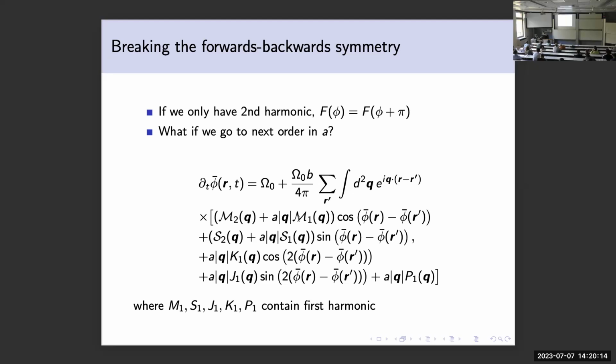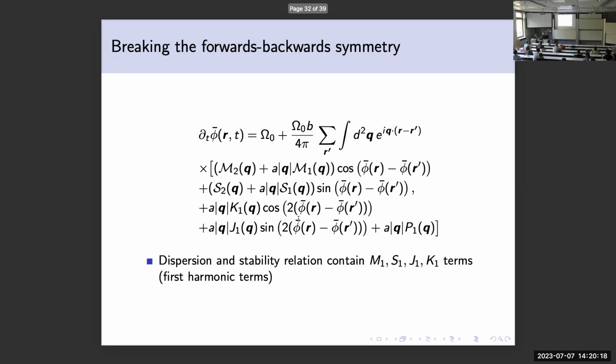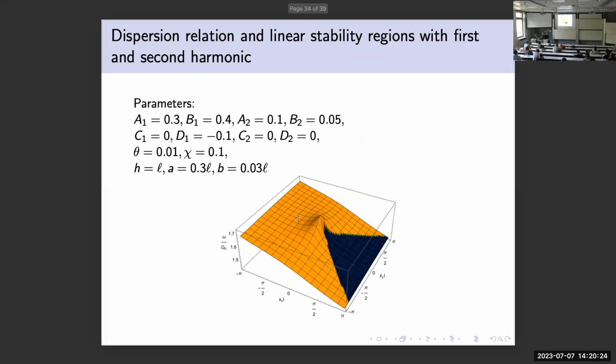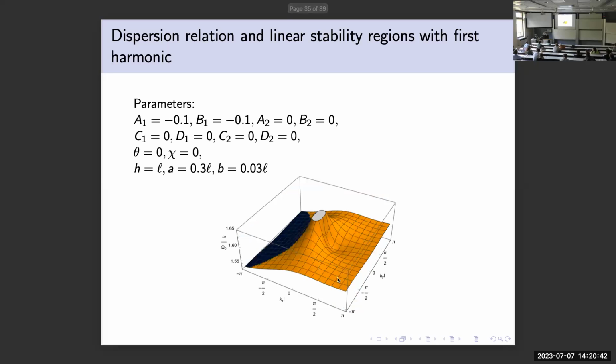So when I go to the next order, there's a change in the symmetry of the system, and we're getting the first harmonic in. When we put the first harmonic in, we break this phi to phi plus pi symmetry, and now we get a direction. This is a particular example, and you can see the blue region, the stable region, but we only get the stable region in the forward direction. This also shows the shape of the dispersion, so you can see there's a symmetry breaking in the dispersion relation and in the stable region. And you can change the parameters to move where that stable region is.